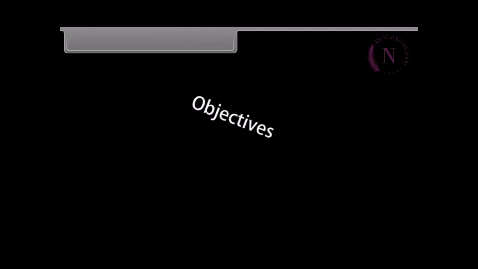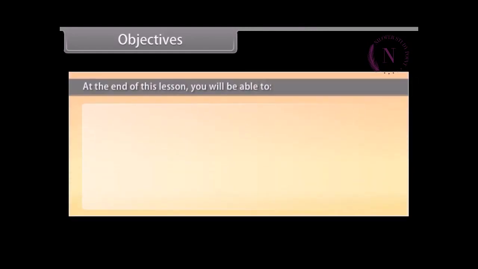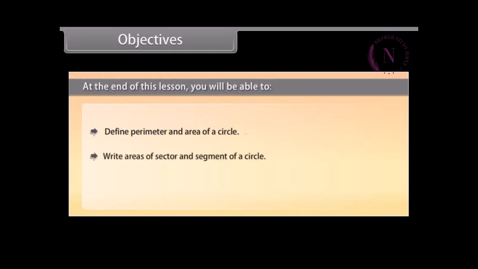Objectives. At the end of this lesson, you'll be able to define perimeter and area of a circle, write areas of sector and segment of a circle, calculate areas of combinations of plane figures, perimeter and area of a circle.